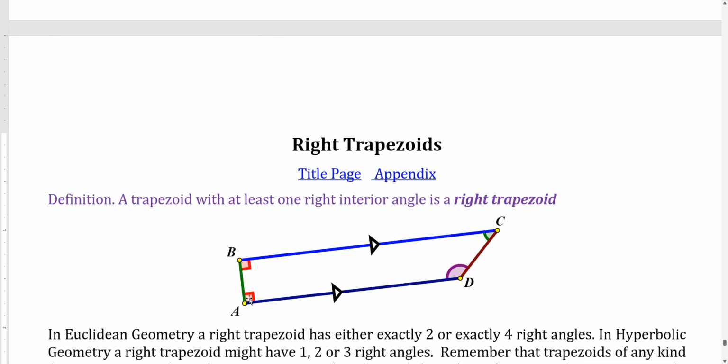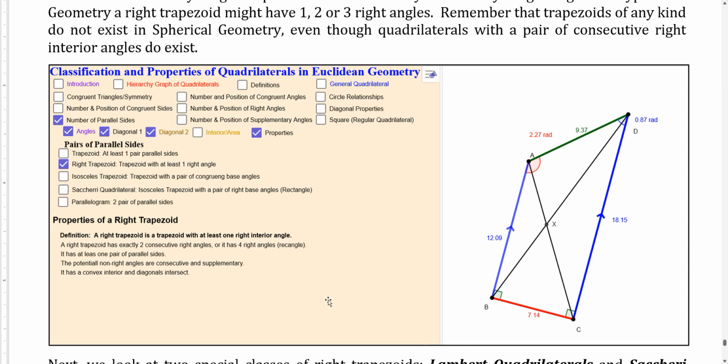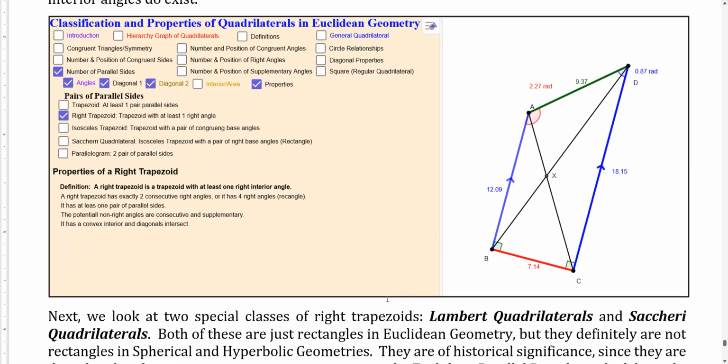Okay? And of course, it turns out in Euclidean geometry it has either exactly two right angles or all four right angles. There's no way to get just one right angle on a right trapezoid, or exactly three. It's got to be exactly two or exactly four. Because remember, on any trapezoid, these two have to be supplementary by the C property, as do these two. So if one of them is a right angle, and they're supplementary, well, the other one's right too. And so it has all the properties of a trapezoid, plus it has to have at least two right angles. Okay. Let's stop right there for this video.